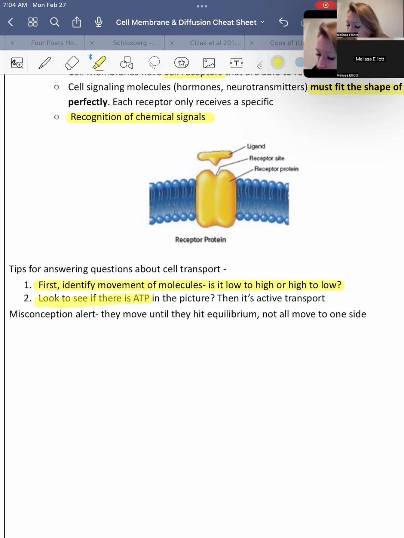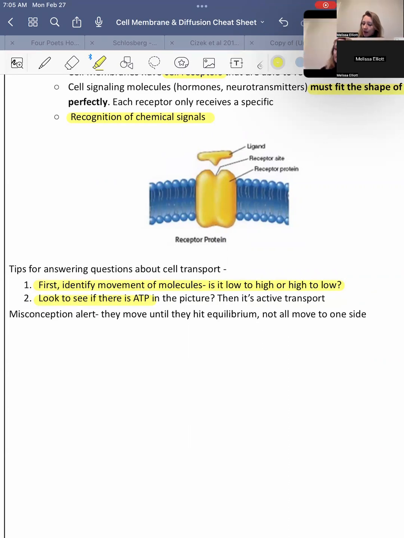Next, always look to see if there's ATP in the picture. If there's ATP in the picture, it is a dead giveaway that it's active transport. But they don't always show the ATP, which is the issue. So don't rely on that. Sometimes it'll be active transport, but they just don't show the ATP. So just be mindful of that.